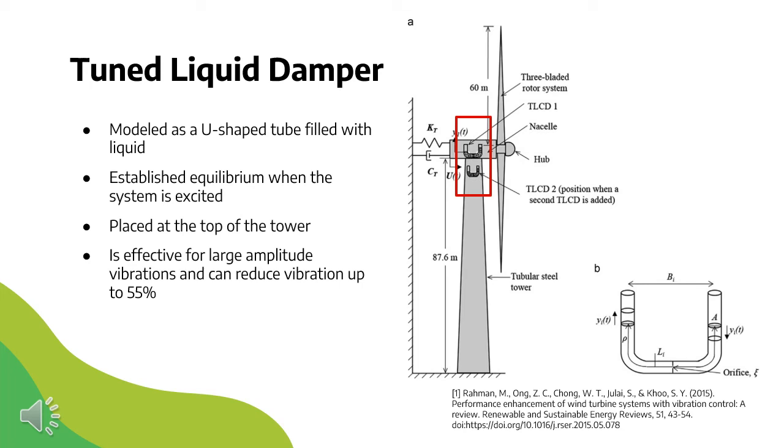Studies found that tuned liquid damping is effective for small and large vibrations and can reduce vibrations in wind turbines up to 55% compared to turbines without liquid damping.